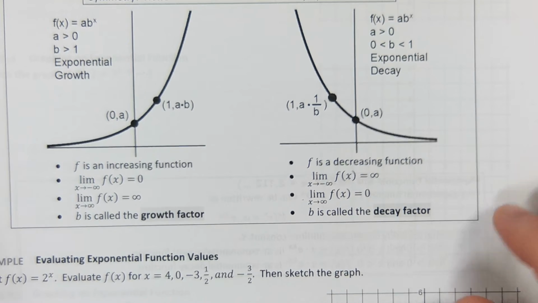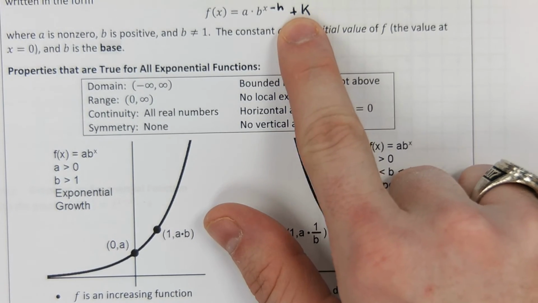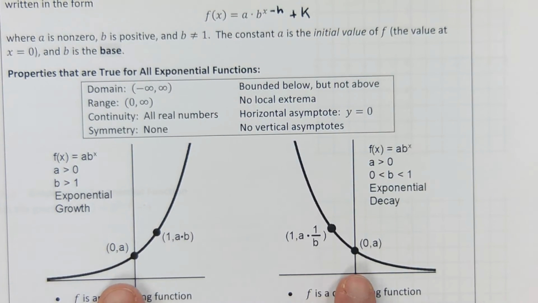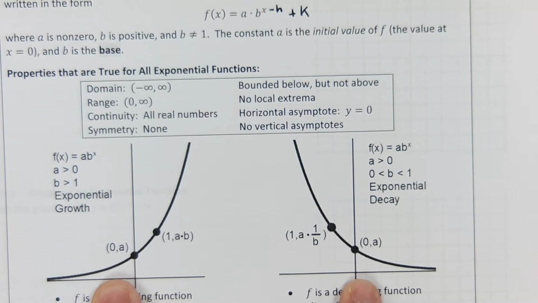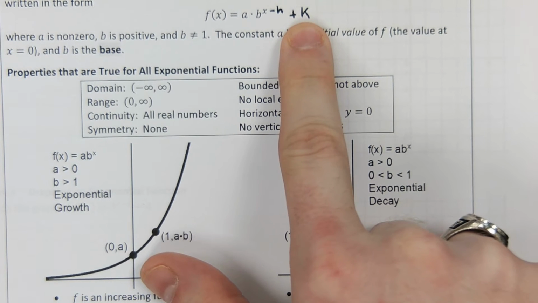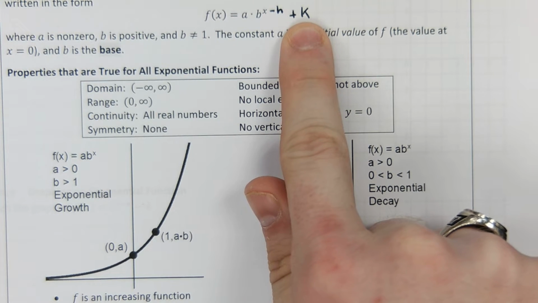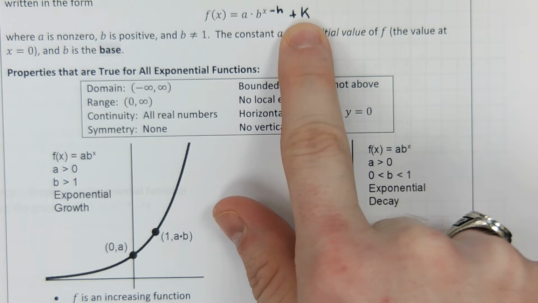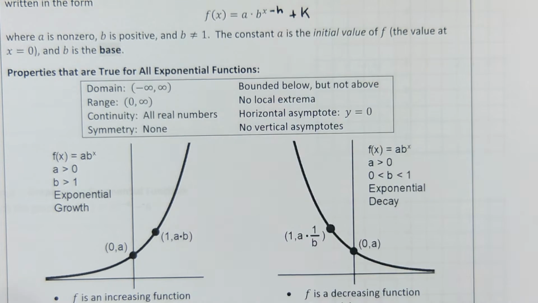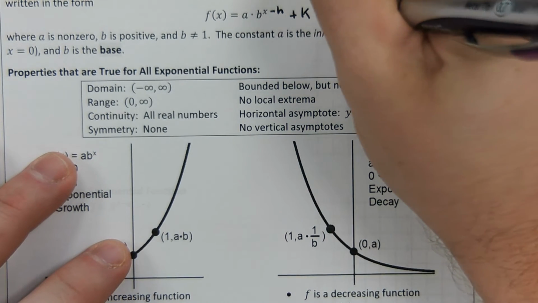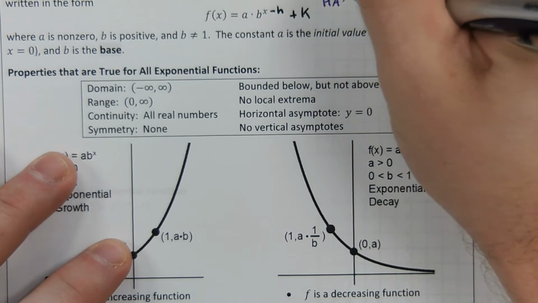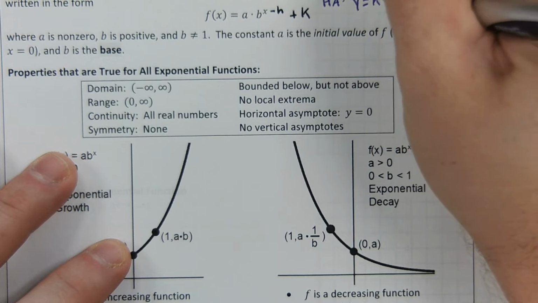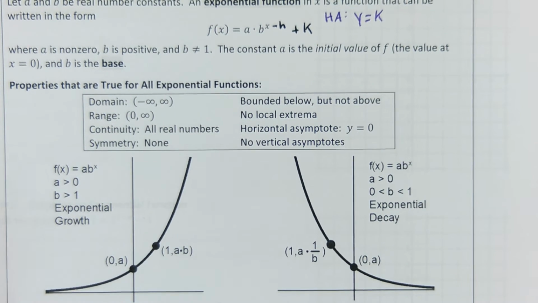There was one more thing I want to say. Because both of these have a horizontal asymptote at y equals 0, and because all transformations affect all functions the same way, shifting a graph up and down will also shift its horizontal asymptote up and down. That's really important. So right there, that plus k is always going to represent your horizontal asymptote. Y equals k will always be your horizontal asymptote.